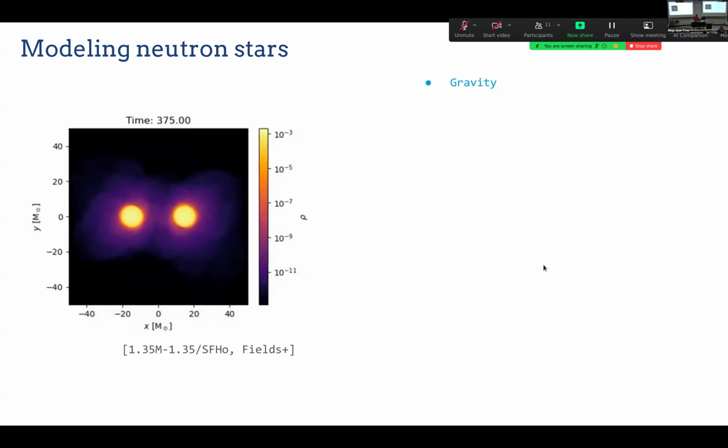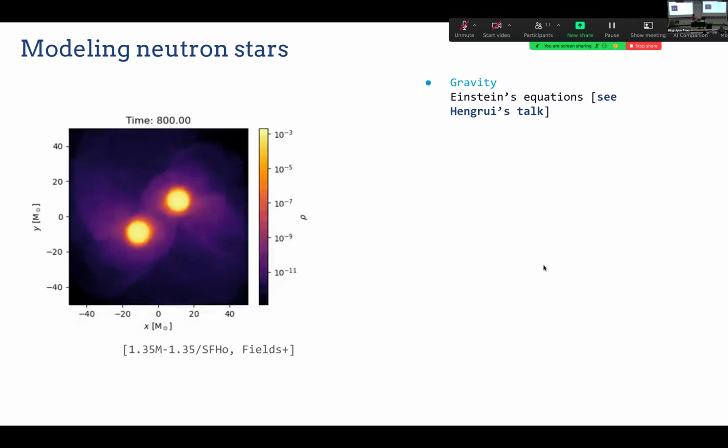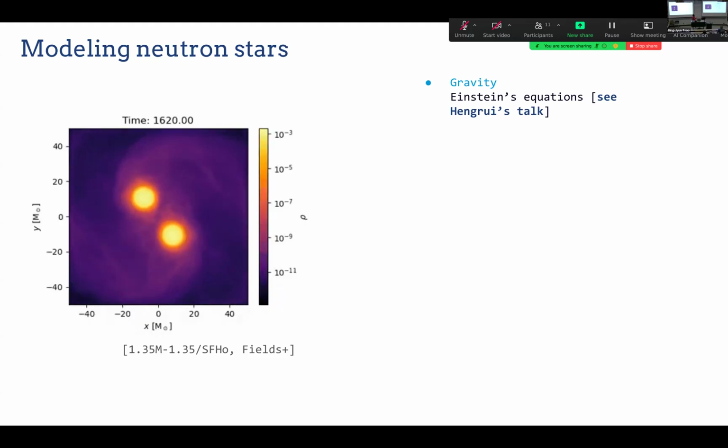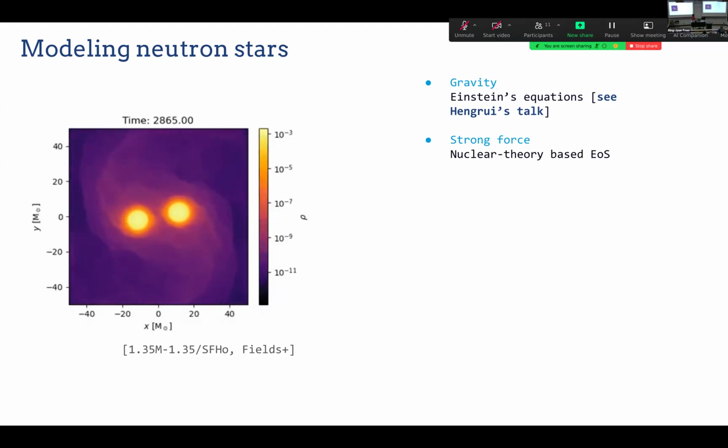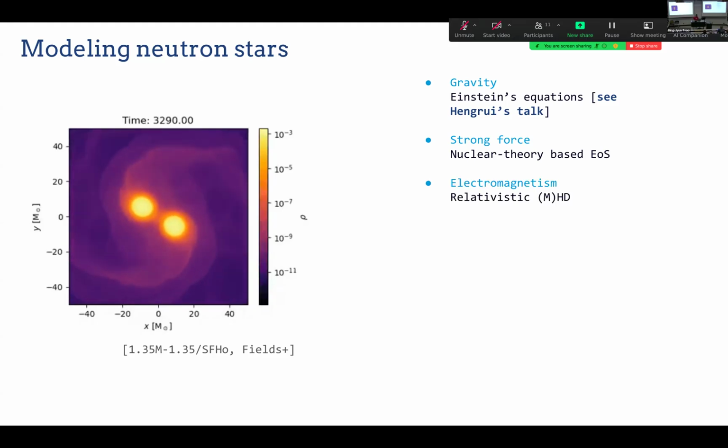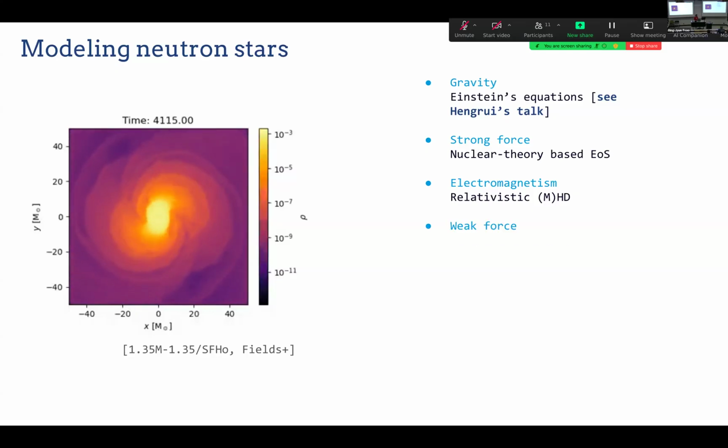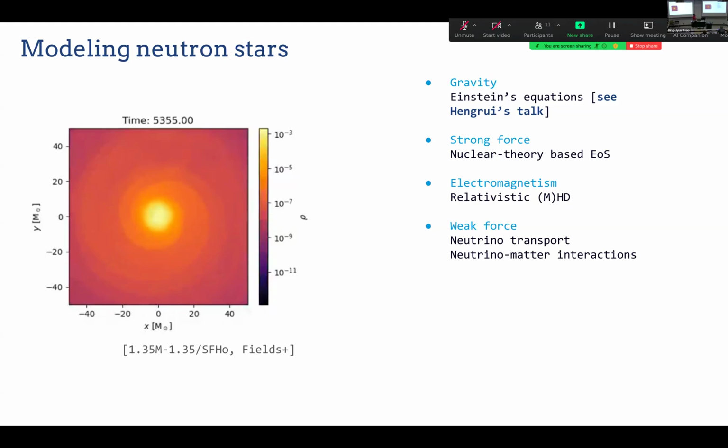The type of things that you want to have if you want to simulate these systems on computers is Einstein's equations, which solve for the gravity. The talk right after mine will discuss this in greater detail. Then you would also need a nuclear theory-based equation of state. You would need electromagnetism, because MHD is important if you want to simulate these neutron stars. And finally, you need some treatment for neutrinos in the simulations. So you would have some kind of transport for the neutrinos, and you'd need to describe how these neutrinos interact with matter.